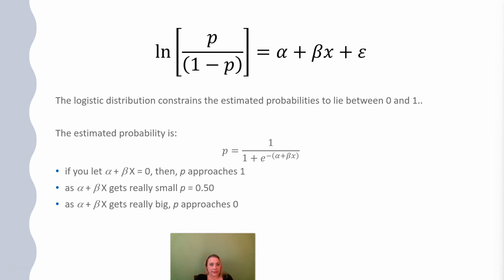And so here we get our estimated probability, where p is equal to 1 over 1 plus e raised to whatever your logistic regression equation is. And so if we let alpha plus beta x equal 0, then your p is going to equal 0.5. And then if alpha plus beta x gets really small, your p is going to be equal to 0. And then as alpha plus beta x gets really big, your p is going to approach 1. And so the probability, again, is going to be bounded by that 0-1 constraint.